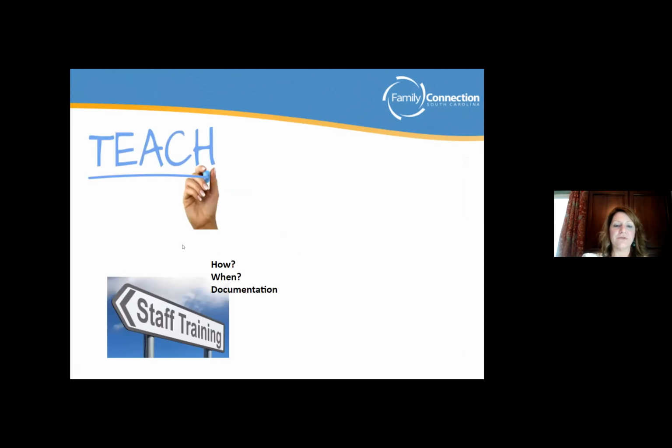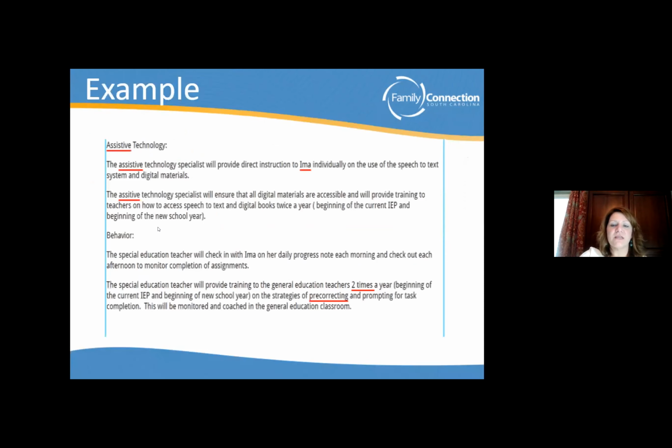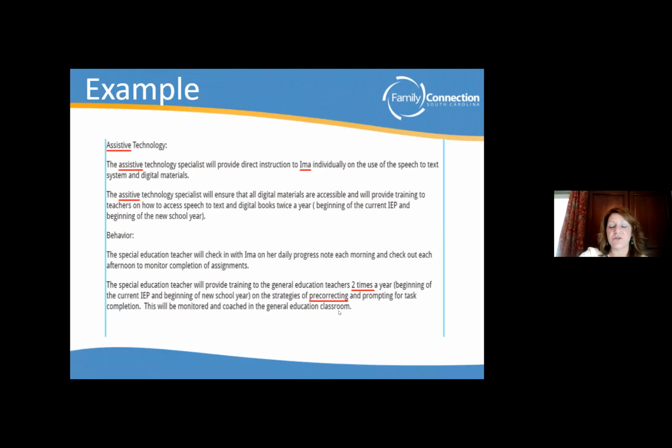Okay, so as we go through and we've done this great job of figuring out what the accommodations will be, we've got to go back and teach, make sure the staff understand. The general education staff and special education staff in some instances require training. And then also having a good rapport with the student, called kind of self-advocacy. How and when, how will they give feedback, and how can they be active participants in that accommodation? And then certainly family as well, getting input from family is important.